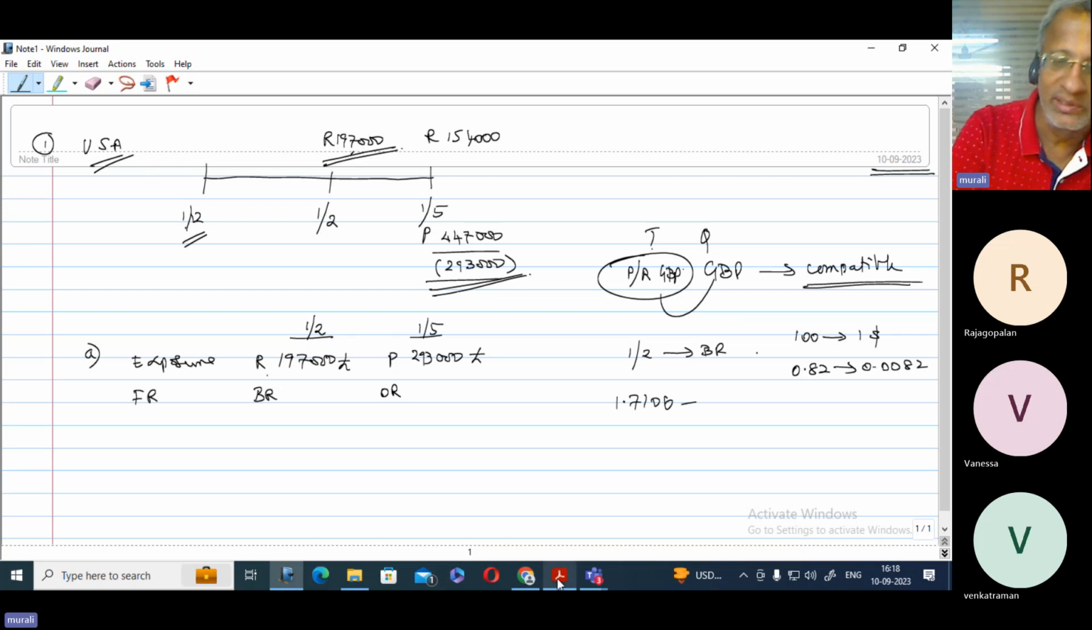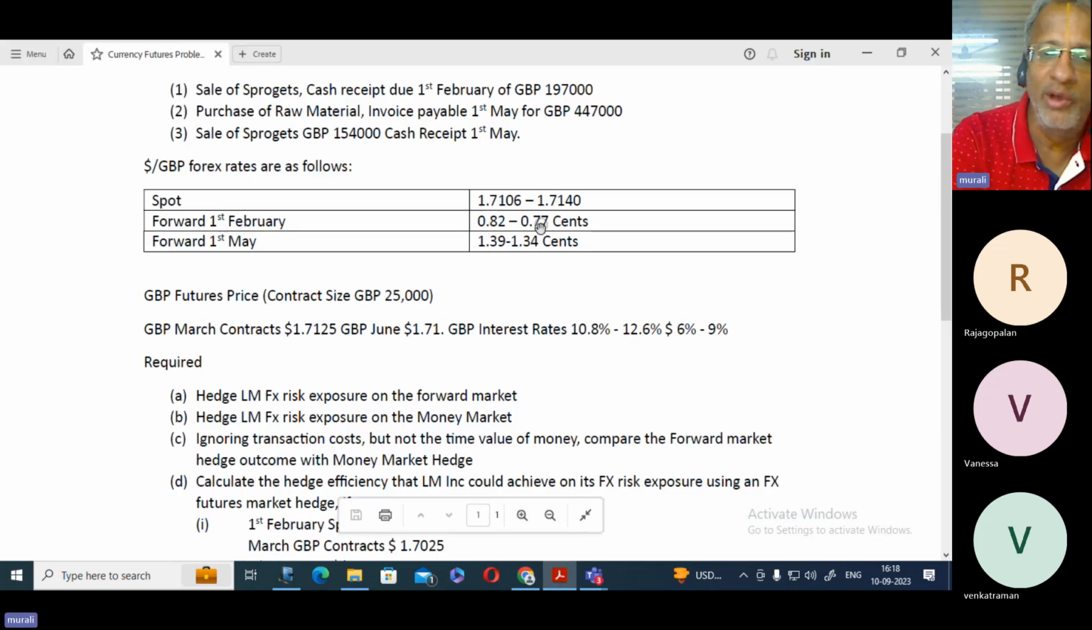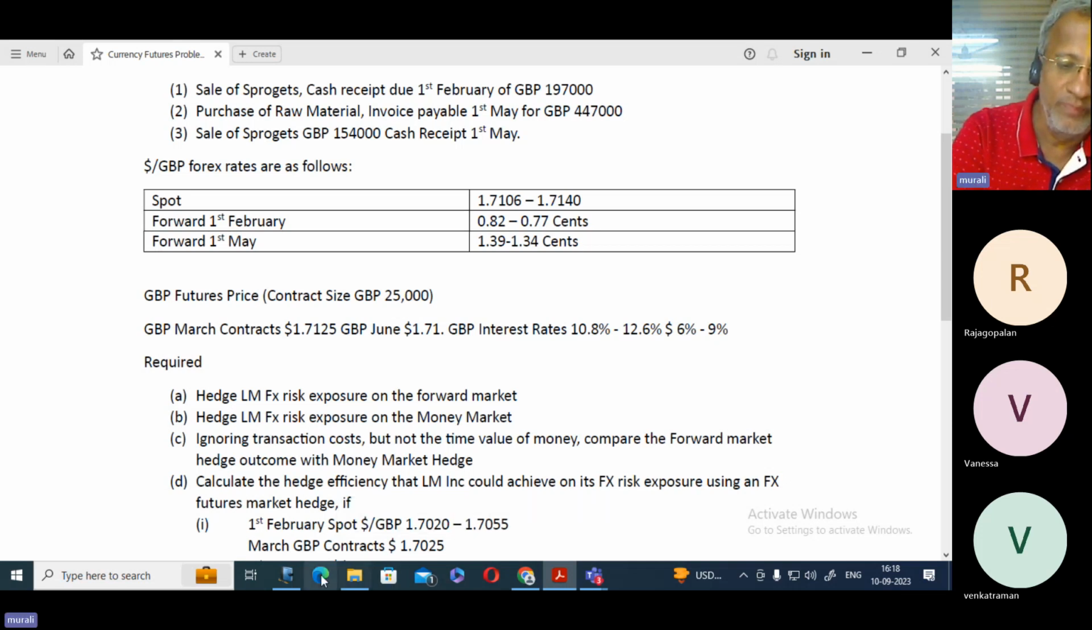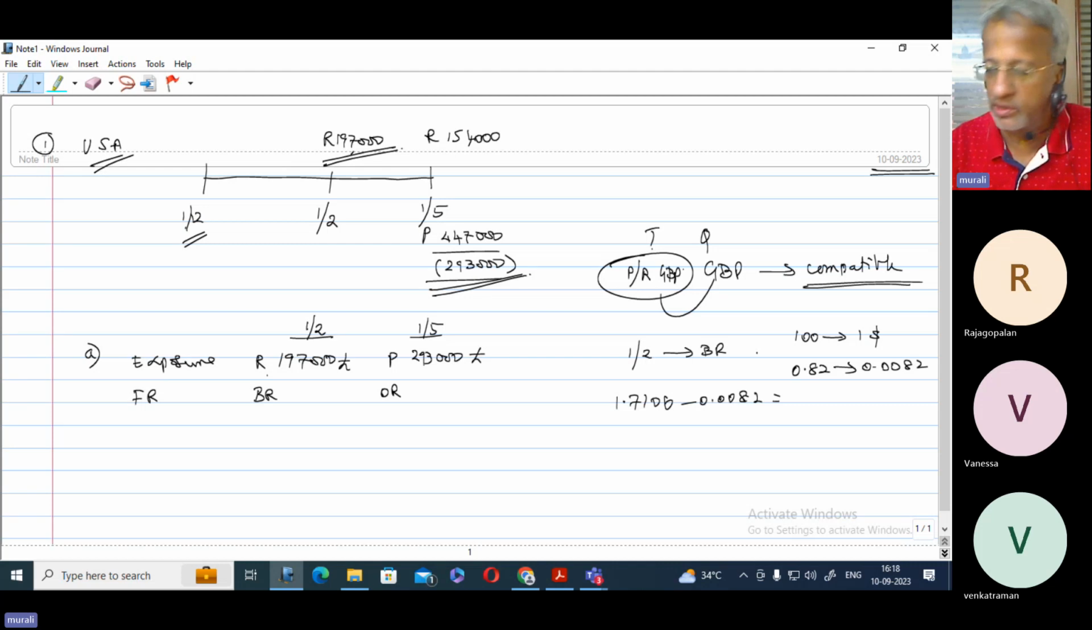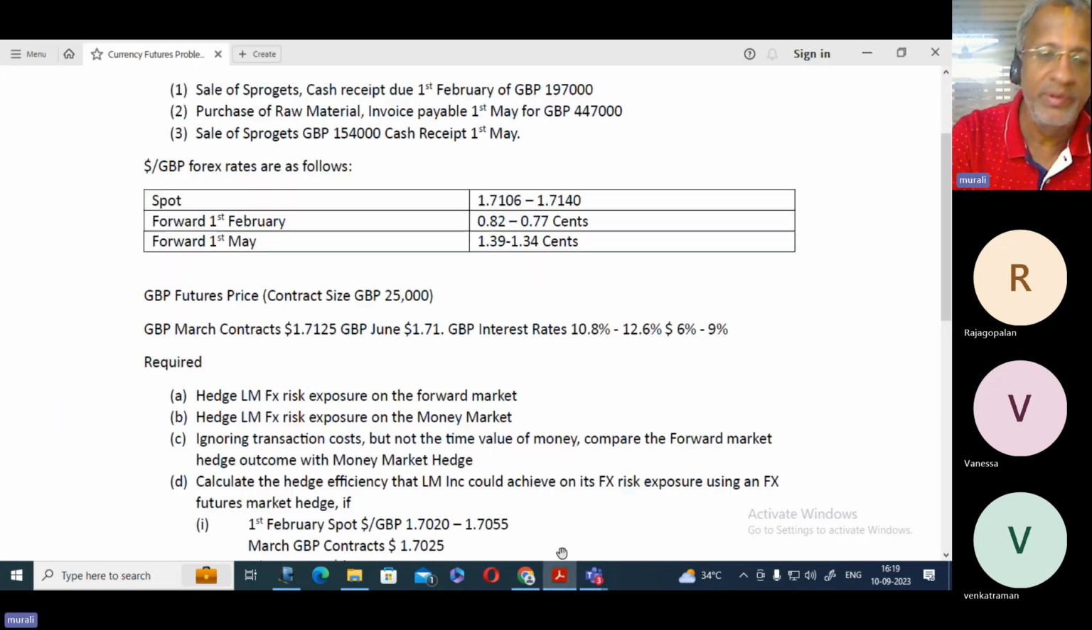So therefore 1st of February bid rate is 1.7106. Since these are all high and low, it is not low and high, they're all discount swap points. So we are expected to deduct 0.0082 from this. Now let us just find out the rate. 1.7106 minus 0.0082. So this comes to 1.7024.